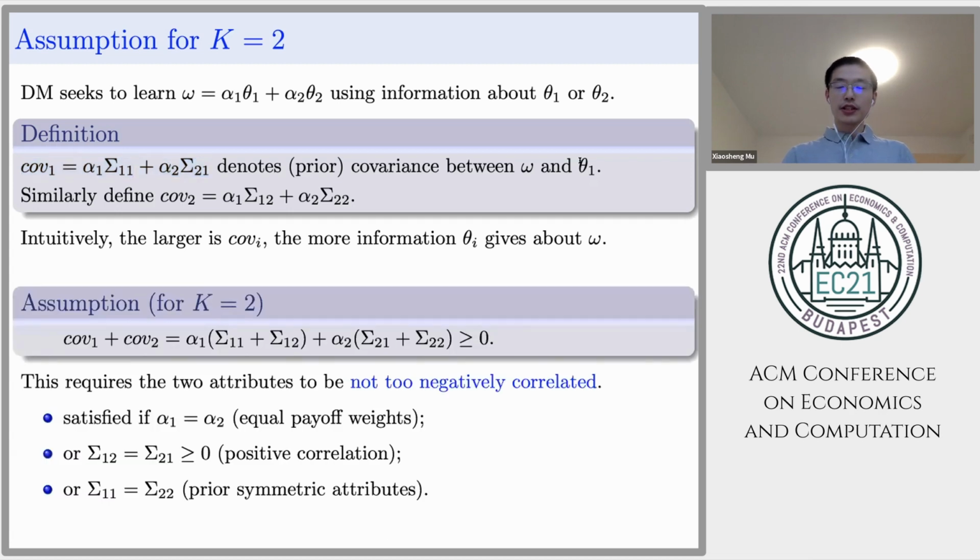So the assumption that I need for the result in the k=2 case is that the sum of these prior covariances is non-negative. In other words, this requires the two attributes to be not too negatively correlated in the prior. And this assumption is satisfied in a number of special cases. For example, if the two payoff weights, alpha 1, alpha 2, are equal, or if the prior correlation between the two attributes is positive, or if the prior uncertainty about the two attributes are symmetric.